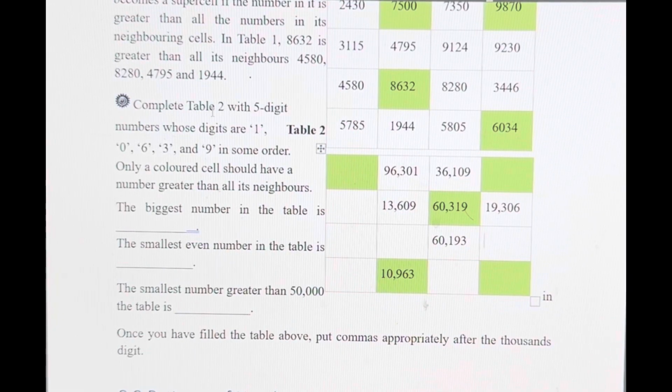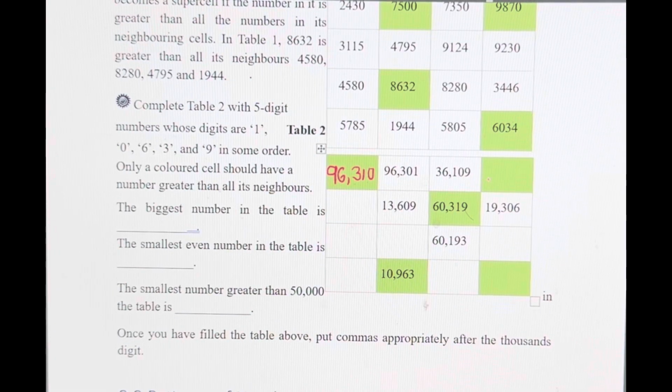Now there is table 2. Complete table 2 with 5-digit numbers whose digits are 1, 0, 6, 3, 9. So we have to fill in this table in the order which I just explained for table number 1, right? The conditions are you have to use only these 5 digits, 10639, and only a colored cell should have a number greater than all its neighbors, right? So let us see. We start with the left-hand most column, the green color. This is a supercell, so it has to be greater than 96,301.